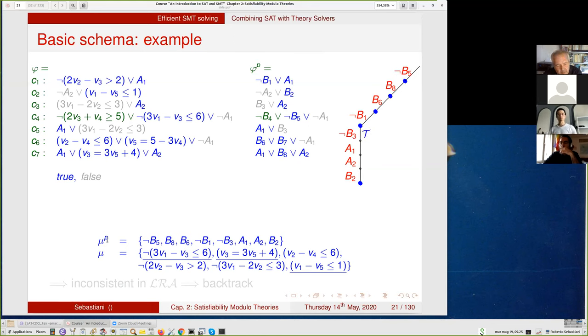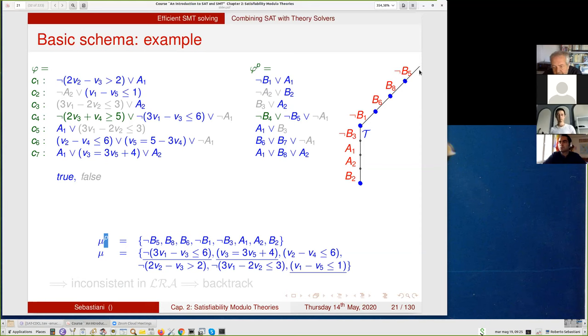I use the P here and mu P and phi P to denote the Boolean abstraction. P is for proposition. Boolean abstraction is also called propositional abstraction. So I denote with this apex P whether I'm moving in the Boolean space, whereas the original symbols move in the SMT space.